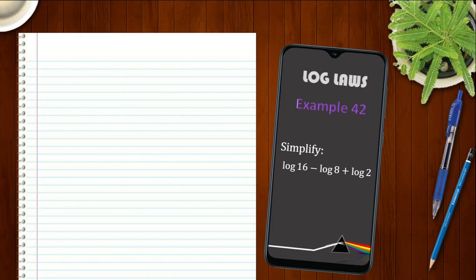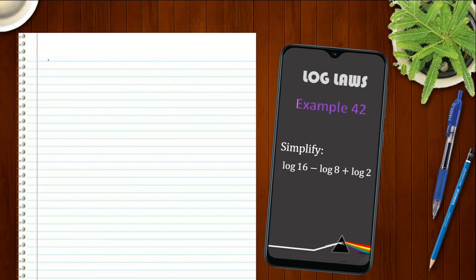Now for a more realistic type of sum: simplify log 16 minus log 8 plus log 2. With this type of question, there are numerous ways to do it, and with log sums in general, like exponents, most of the time there is more than one way to do it. We can do this using law 3, but because we are now busy with law 1 and 2, I'm going to use law 1 and 2 applied to this sum.